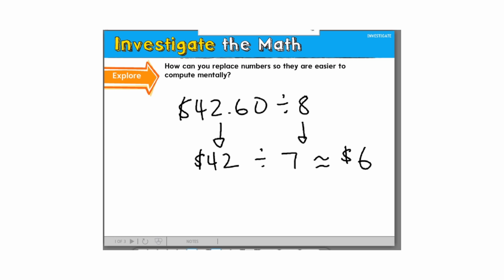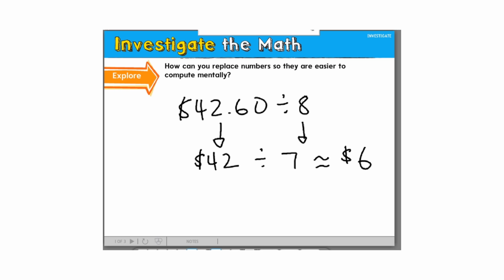So anytime we're doing estimating, you're always going to have more than one right answer. Sometimes one answer is going to be a little bit better than the other one. But in this case, either one of these answers would be okay, $5 or $6.